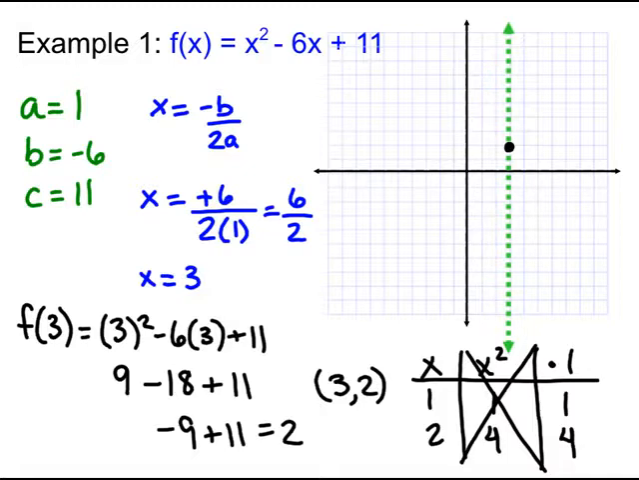So now we're going to go right 1, up 1. We're going to go right 2, up 4, and we are going to reflect it. We'll sketch in our parabola, and we'll draw our arrows.